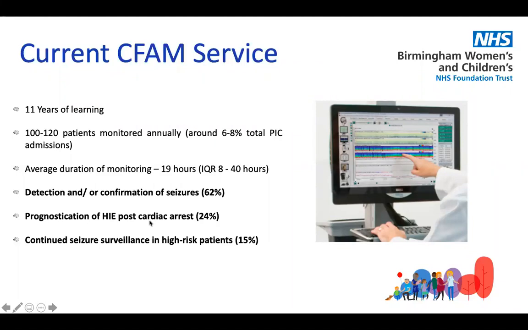Our other proportion, around 25%, go on for prognostication after cardiac arrest, and then we have a smaller group of patients, the more complicated epileptic patients, that go on for ongoing surveillance of their seizures.